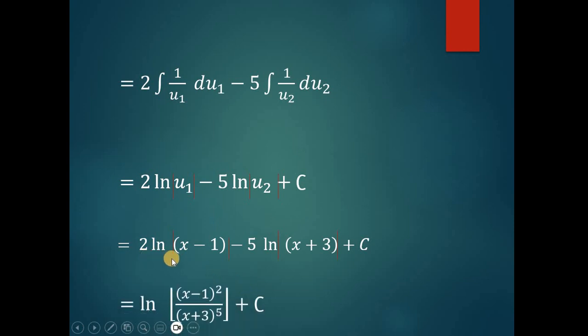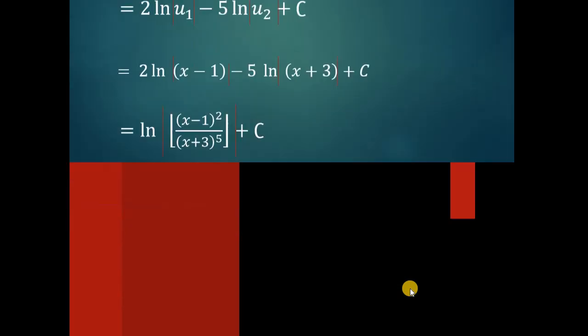So we can rewrite our solution using the laws of logarithm, whereby we are going to have natural logarithm of absolute value of x minus 1 squared over x plus 3 to the power 5 plus C, the integral constant.